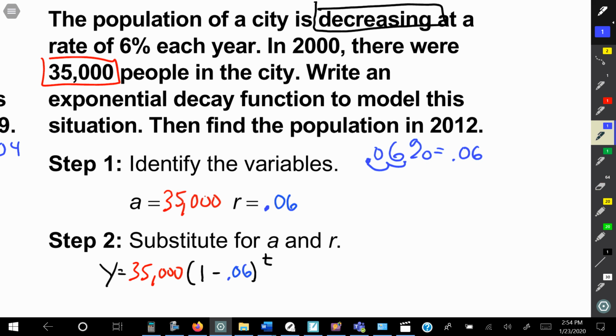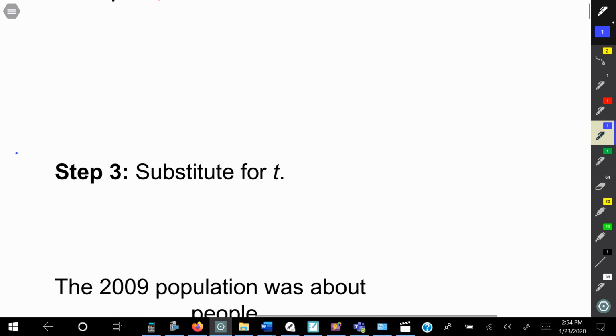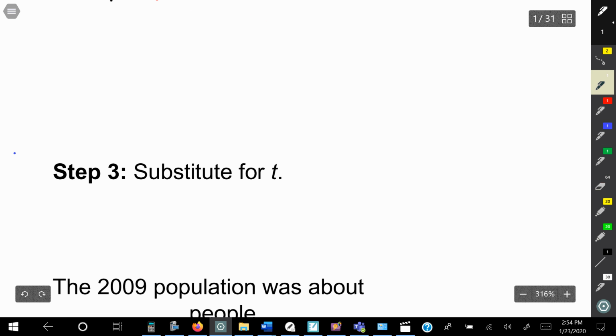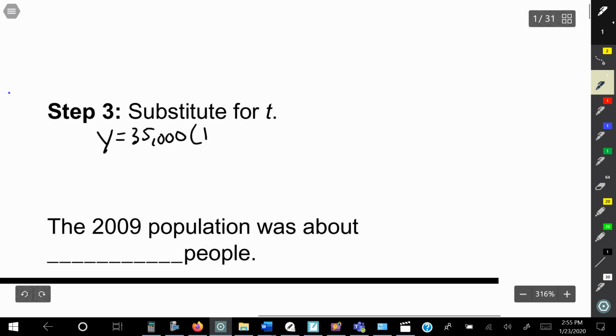Okay, so the next thing I want to do is plug in the time. Remember, the time is years, so I got 12 here. I'm going to plug that 12 in for t. Come down here and rewrite my formula. I got y is equal to 35,000 times 1. Uh-oh, let me go back. Oh, I got that right. 1 minus 0.06, and we're going to raise that to 12.